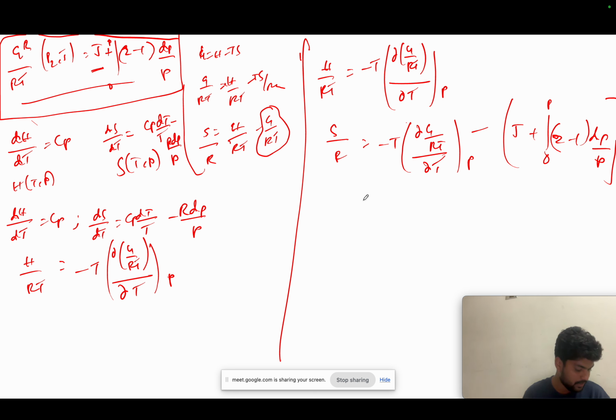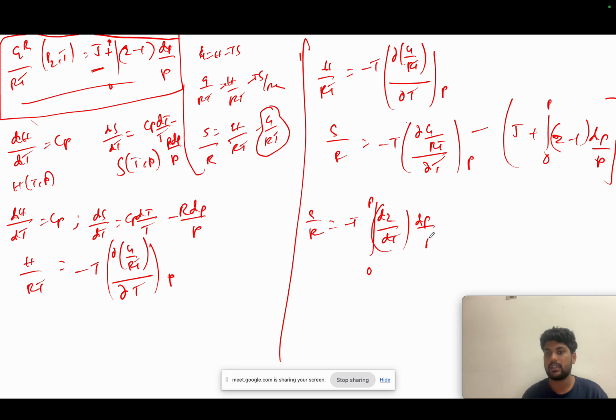Any doubts regarding these equations? We will discuss it again. Is there any doubt regarding this equation? And this equation can be written as S by R equal to minus T integration at constant pressure. So we will have dZ by dT at constant pressure, right? This will be a constant term, so minus the integral from 0 to P of Z minus 1.